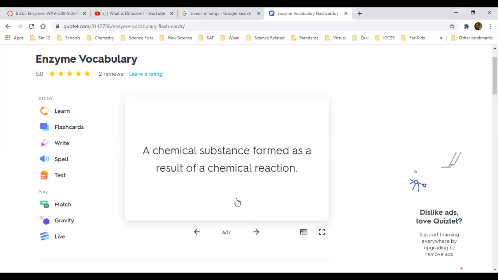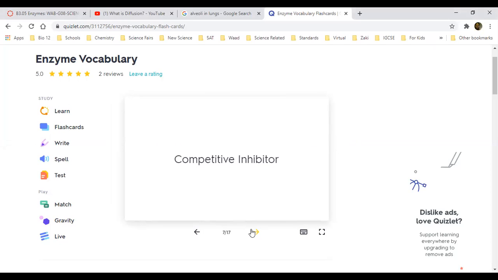So let's see: the chemical substance formed as a result of a chemical reaction. It could be any chemical reaction, like outside the body or inside the body. So let's go to the next. Competitive inhibitor. No, we didn't study that. Inhibitors is not active site.